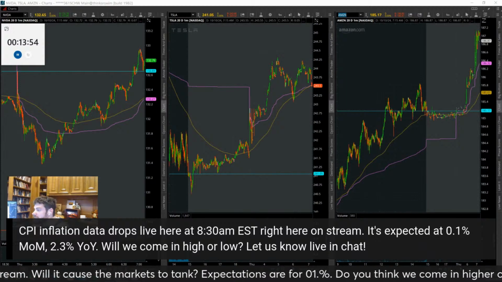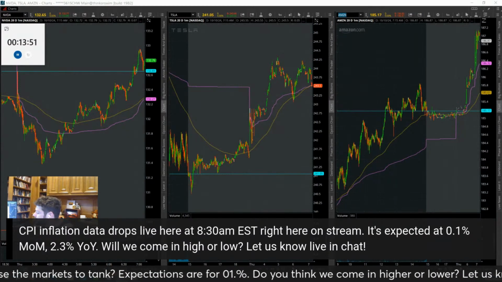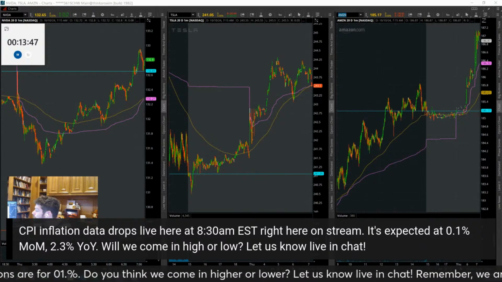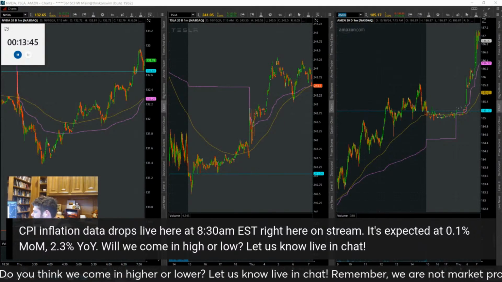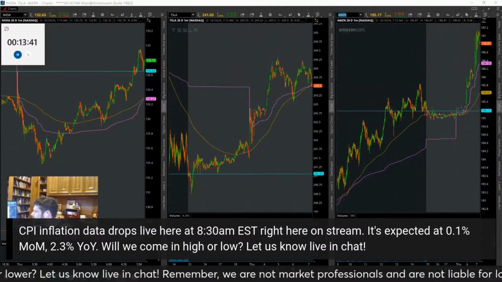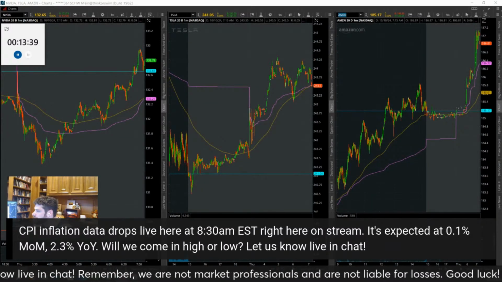And again, it drops at 8:30 in about 14 minutes, and it is expected at 2.3% year over year and 0.1% month to month. Again, I'm going to guess it shows up at 2.4% year to year and 0.2% month to month, right? But that's just a guess, straight up guess. I have no idea.